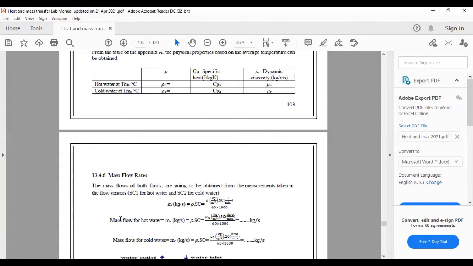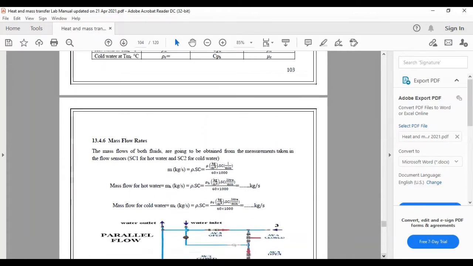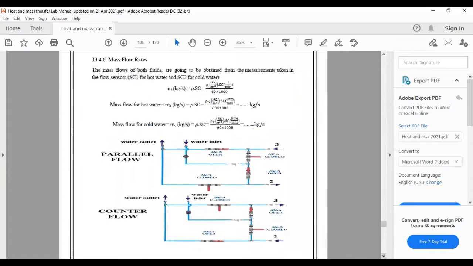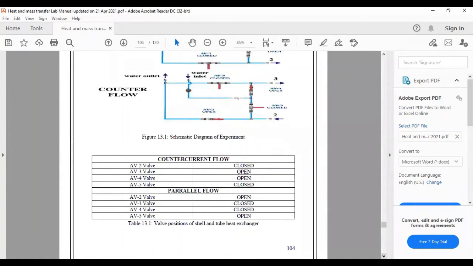In this way, we will measure the mass flow rate of hot water in kilograms per second, and also for cold water in kilograms per second. Now we have got the mass flow rate of hot and cold water. We will use these values of mass flow rate during our calculation.